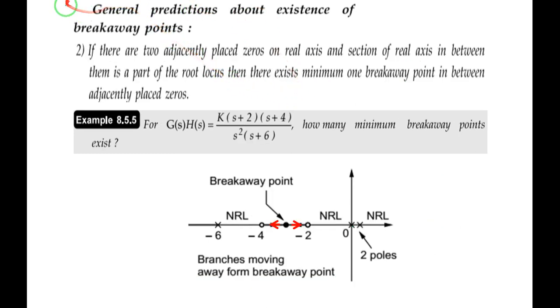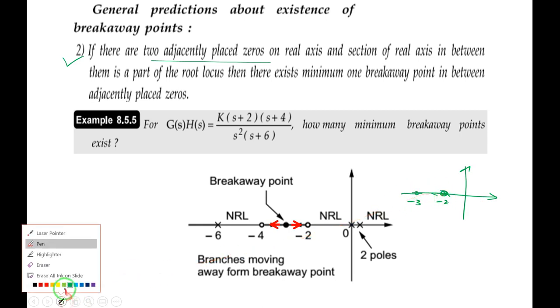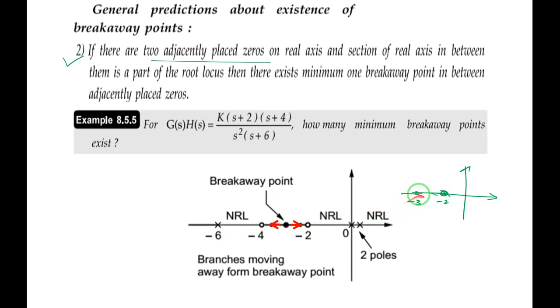Second prediction: if there are adjacently placed zeros, just like adjacently placed poles. Suppose I have one zero at -2 and I have another zero at -3. These two are adjacently placed zeros, and if it's a part of root locus, let me assume that root locus exists between them, then at least one minimum breakaway point exists between them. One minimum breakaway point exists.